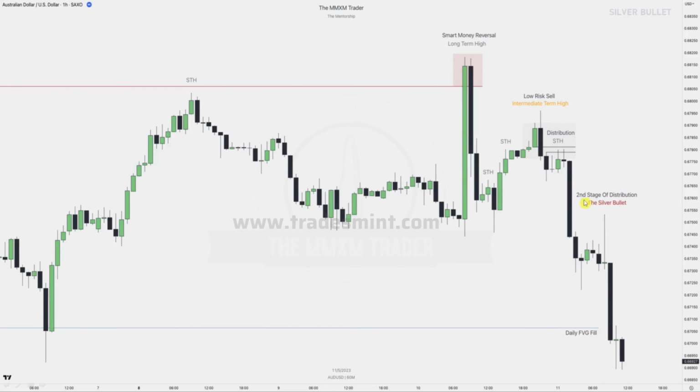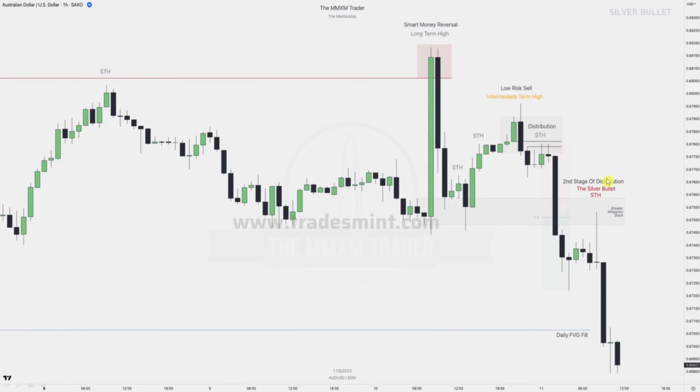stage of distribution. Now we're looking for a mitigation block or a breaker block. We use those bullish order blocks from the buy side of the curve and extend them out in time, and use them on the sell side of the curve. And we can see over here we've got this breaker and mitigation block which is being tapped into. You could use this one, you could use the wick of this one too. This is overlapping and it's highly probable that the silver bullet will form over here, which is another short-term high, continuing down and filling up that daily fair value gap, which is the draw on liquidity.